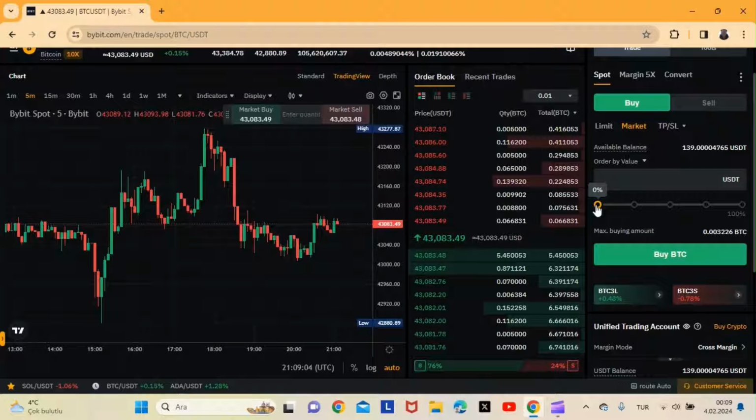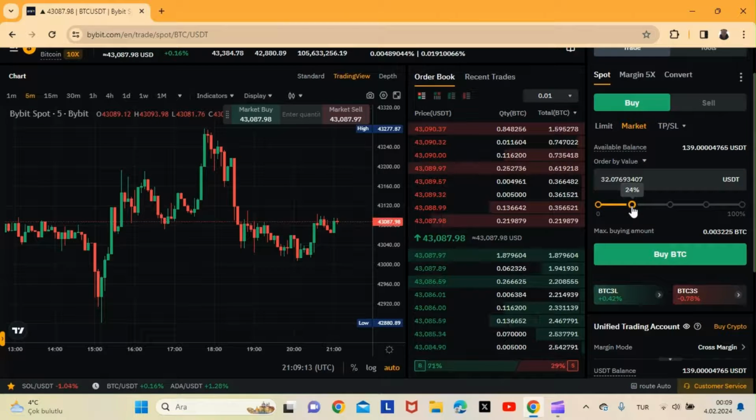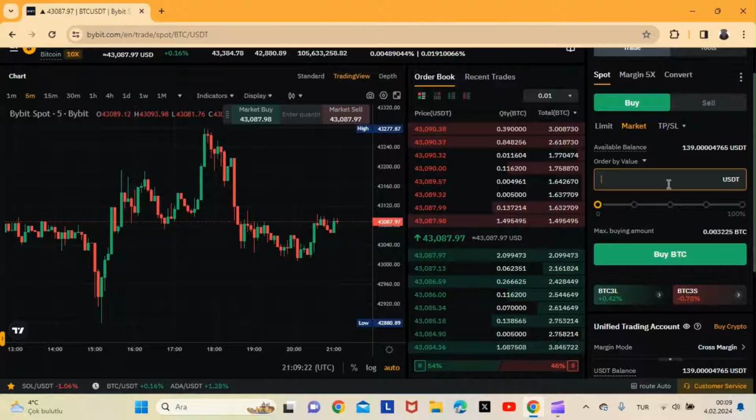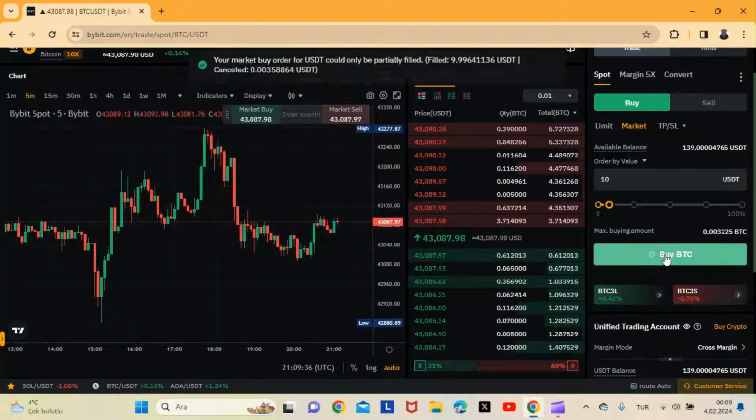So now you can basically scroll by percentage. As you can see, my account balance here is $139. Maybe I just want to use 24%. So 24% of my account is $32. Or you can just scroll, maybe you scroll up to 100%. So now I'll just leave this. All you need to do is basically enter the exact amount if you have a specific amount. Let's say I want to buy just $10. So this is the amount I'm going to receive, 0.000225 BTC. So all you need to do is just press Buy BTC.